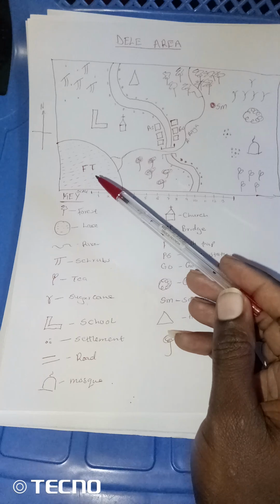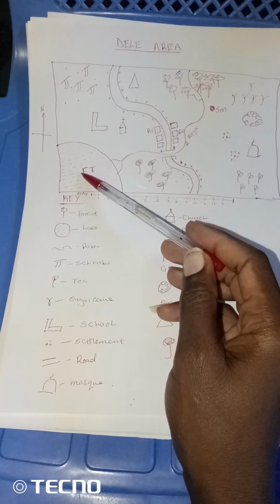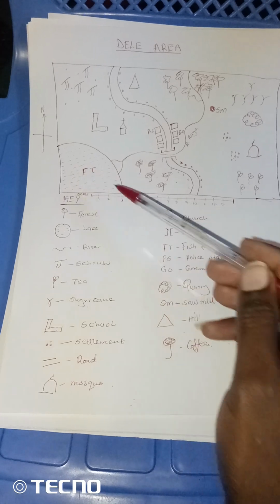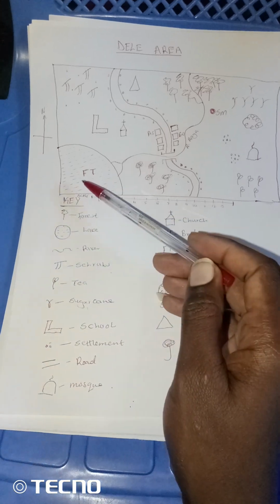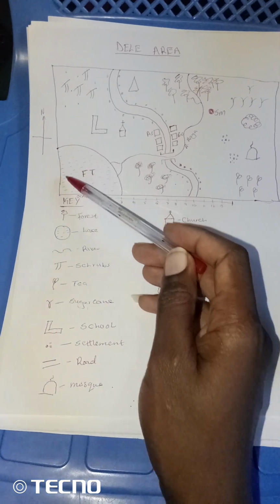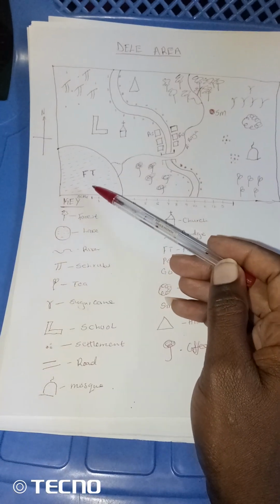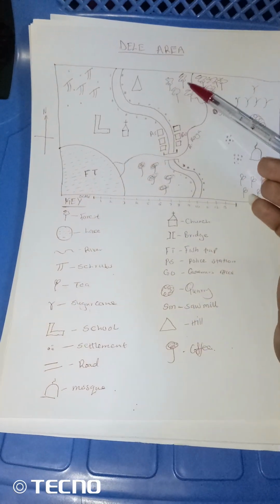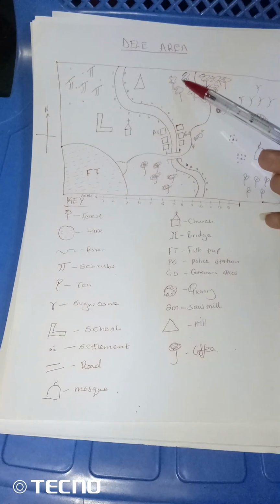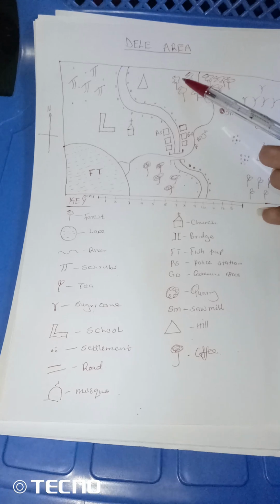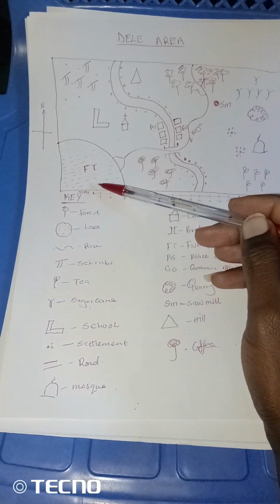Now when you come to this side, we have a lake, and this lake has a fish trap. When you look here, fish trap. So this means people living near this lake do fishing. That's why you can see we have a fish trap. Now to the northern part, you can see we have a forest, and this is the highland. In the forest is where the river Raya originates and drains its water to this lake.